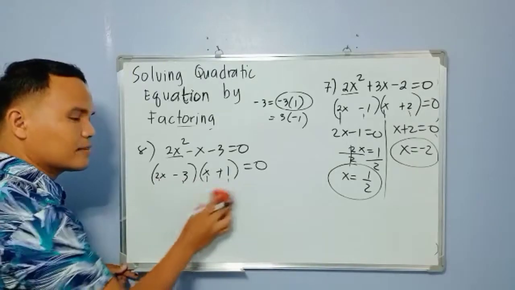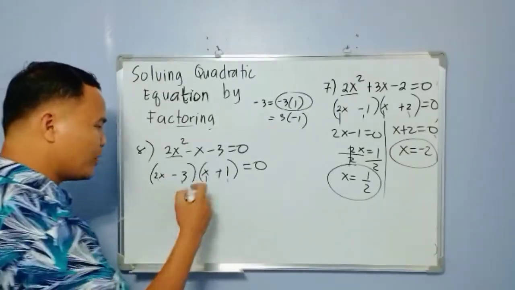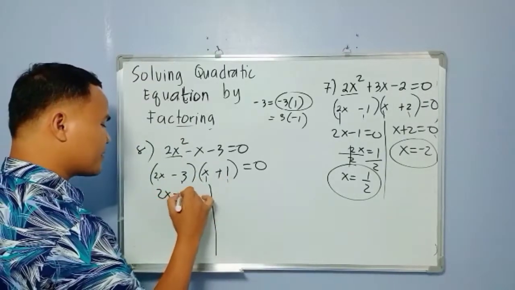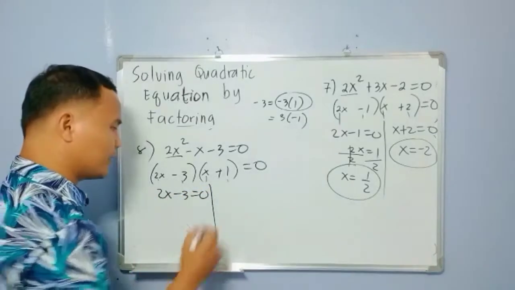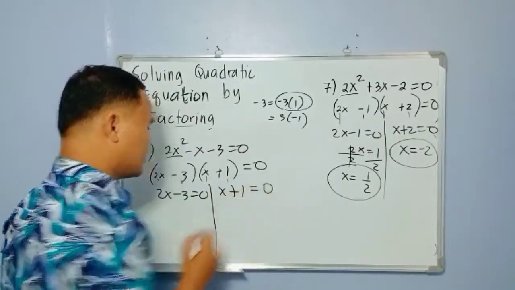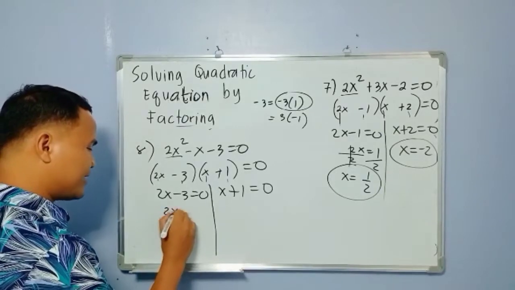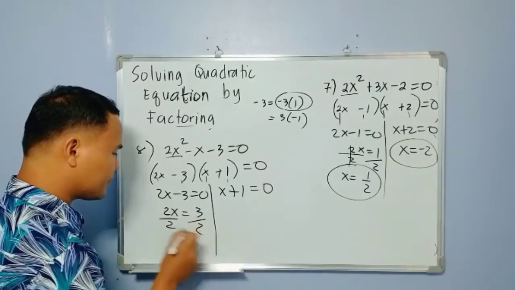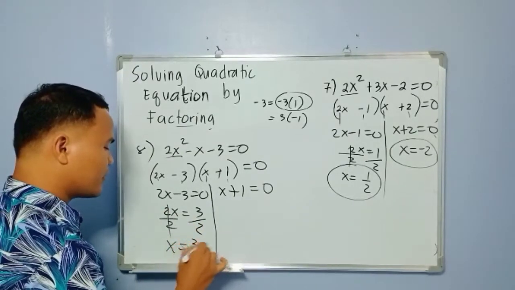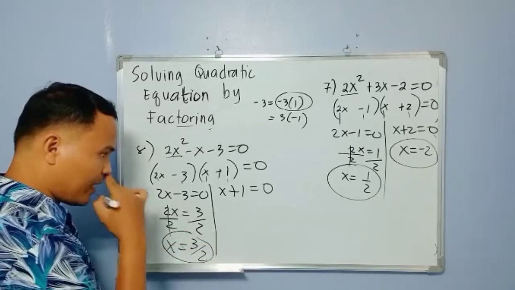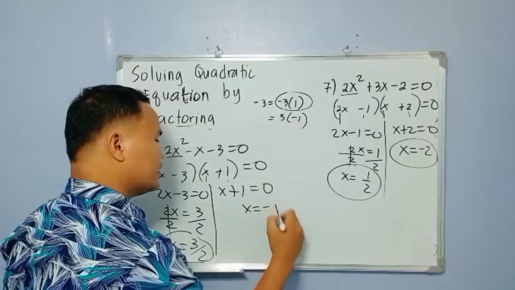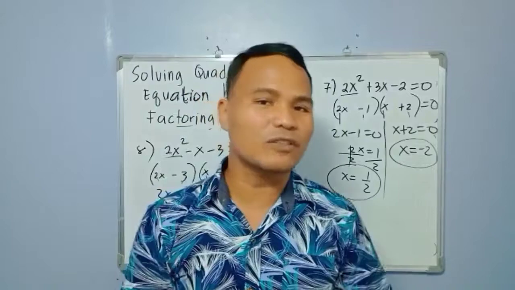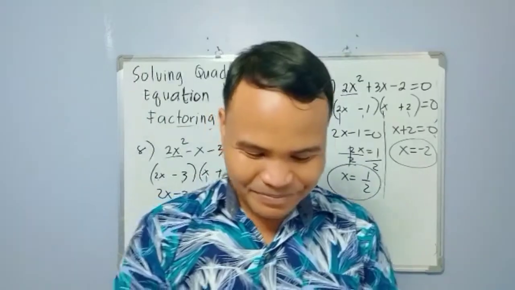If our factors are correct, then we are going to equate the two factors to 0. 2x minus 3 equals 0, and x plus 1 equals 0. Solve for x, so we have 2x equals 3, divide both sides by 2, x equals 3/2, and in the right side we have x equals negative 1. Okay? So this is how we are going to solve quadratic equation by factoring.